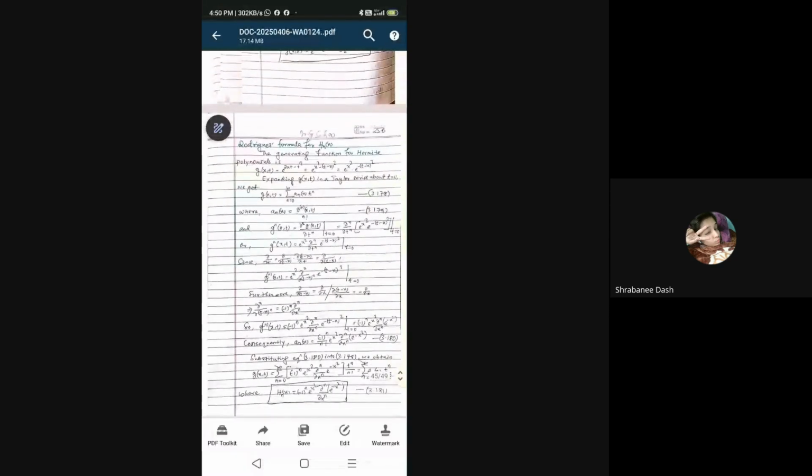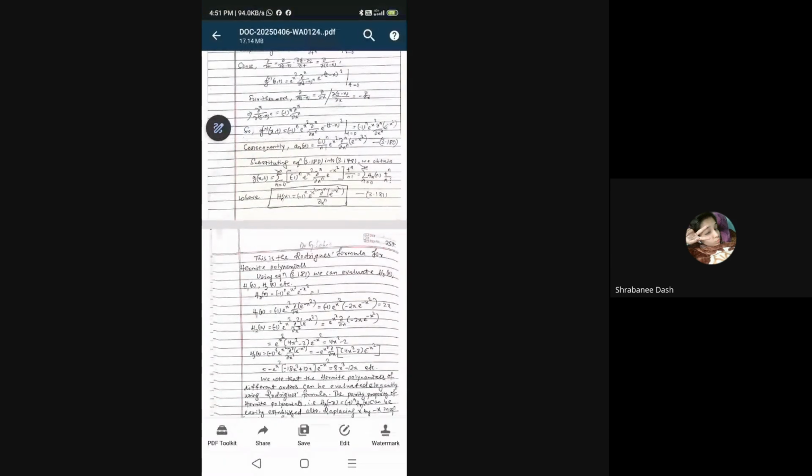Here, see. For the Hermite polynomial, the Rodrigues formula can be written as H_n(x) = (-1)^n e^(x²) dⁿ/dxⁿ (e^(-x²)), and the proof is shown on the screen. From this H_n, you can get your H0, H1, H2, H3, and other polynomial expressions.